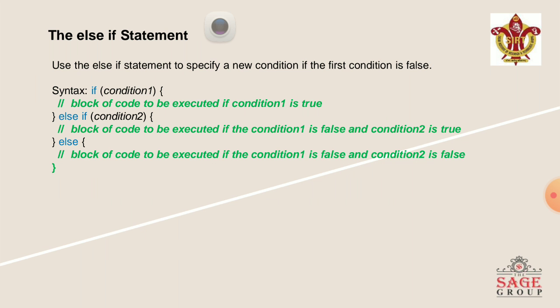The else if statement: use the else if statement to specify a new condition if the first condition is false. The syntax is: if condition1, block of code to be executed if condition1 is true, else if condition2, block of code to be executed if condition1 is false and condition2 is true, else block of code to be executed if condition1 is false and condition2 is false.